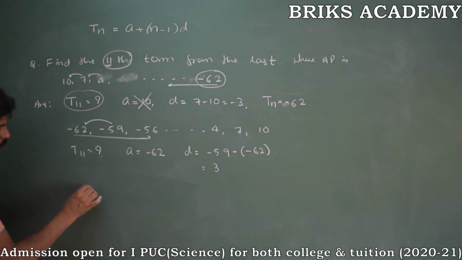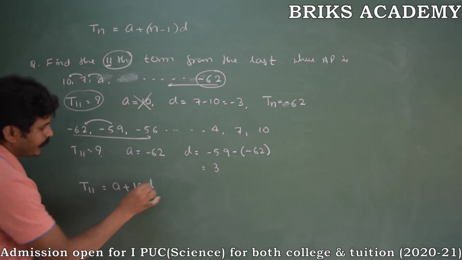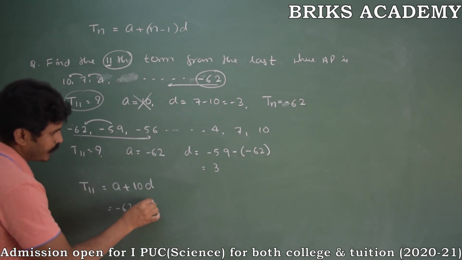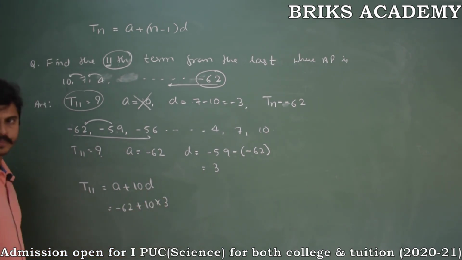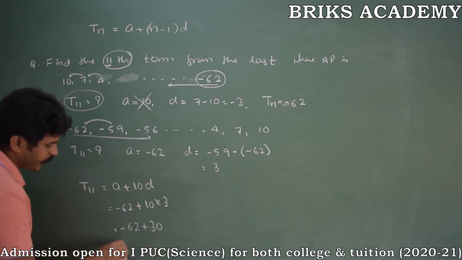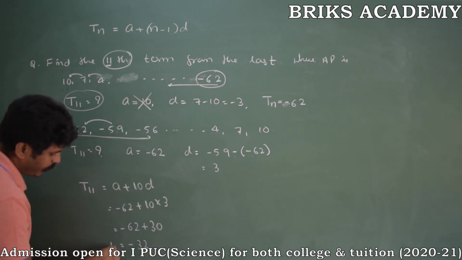Now, what is your 11th term? a plus 10d. What is a? Minus 62 plus 10 into what is d? 3. That is equal to minus 62 plus 30. How much is it? Minus 32. Is it your 11th term?